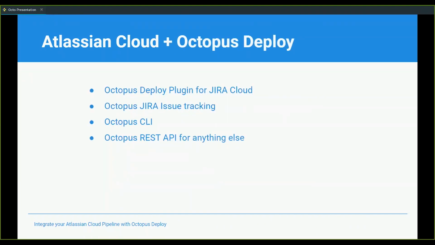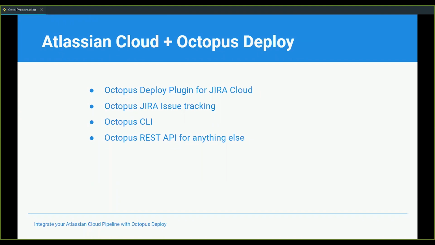So, what ways are there to integrate your Atlassian Cloud products with Octopus today? Well, there's going to be 4 main areas that I'm going to talk about. Now, the first one is the Octopus plugin for JIRA Cloud. This enables teams to see the status of their releases and deployments directly from their JIRA issues, with deep links back to Octopus for further details.